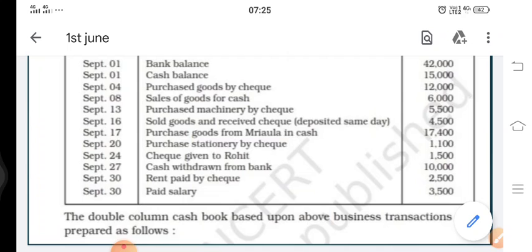Next we have is sold goods and received check. As we already have discussed, if nothing is mentioned regarding this check, then we'll consider that it is deposited into bank. Otherwise, we'll have to check other lines to check whether this check is immediately deposited into bank or not. But here it is said that deposited same day.